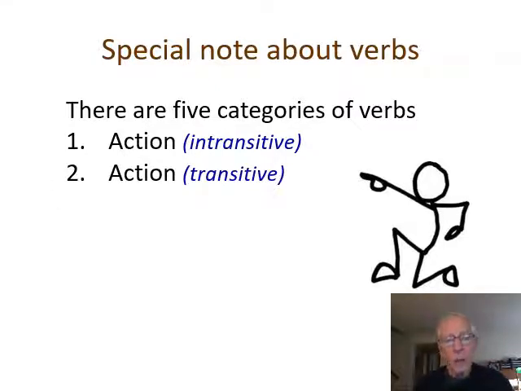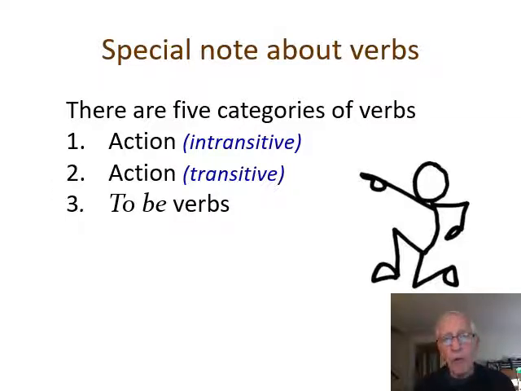Now, by looking at the word transitive, you get the idea of something being transported. Actually, that's true. It's action being transported from the subject to an object. Or, in some cases, if it's intransitive, meaning not transitive, there is no object. We'll look at examples of these in a moment.